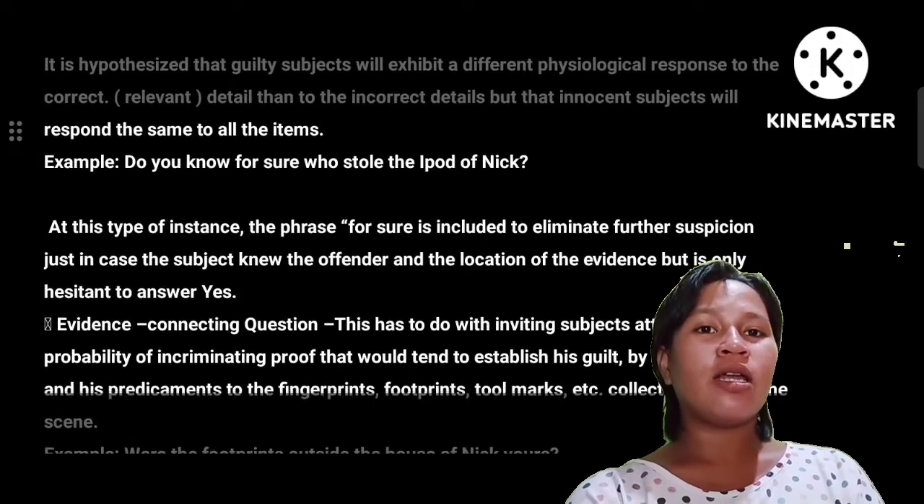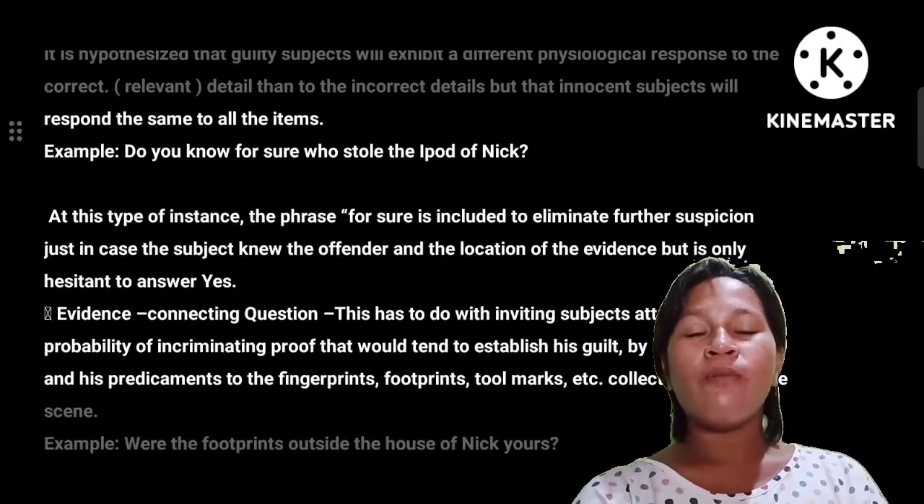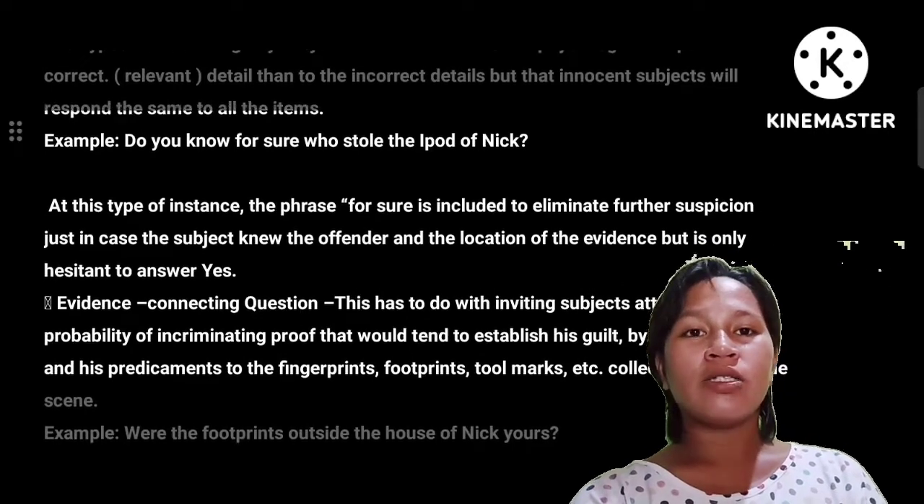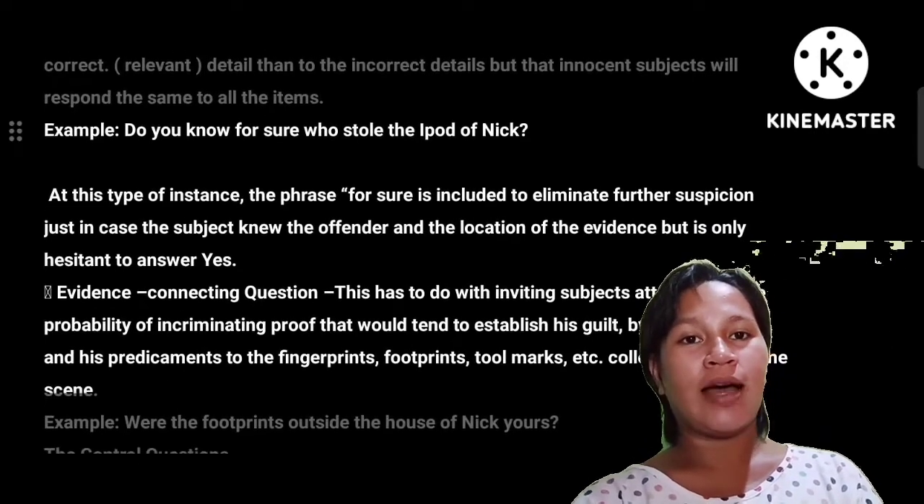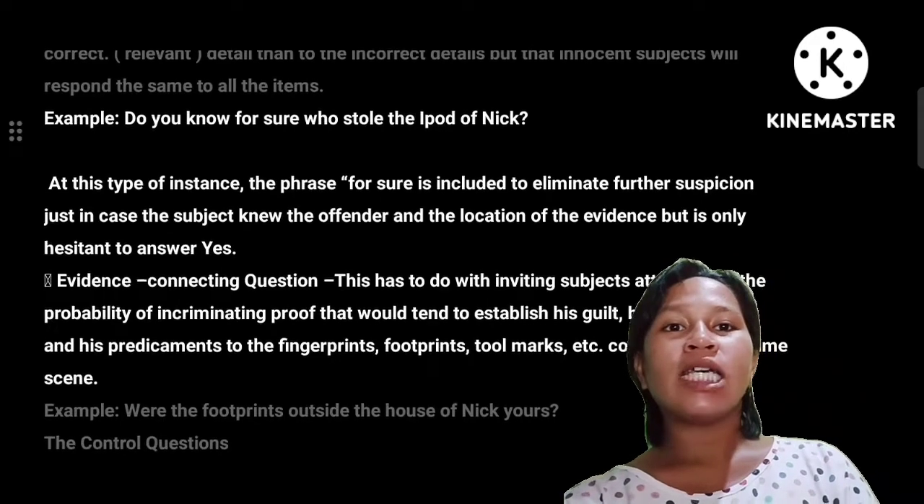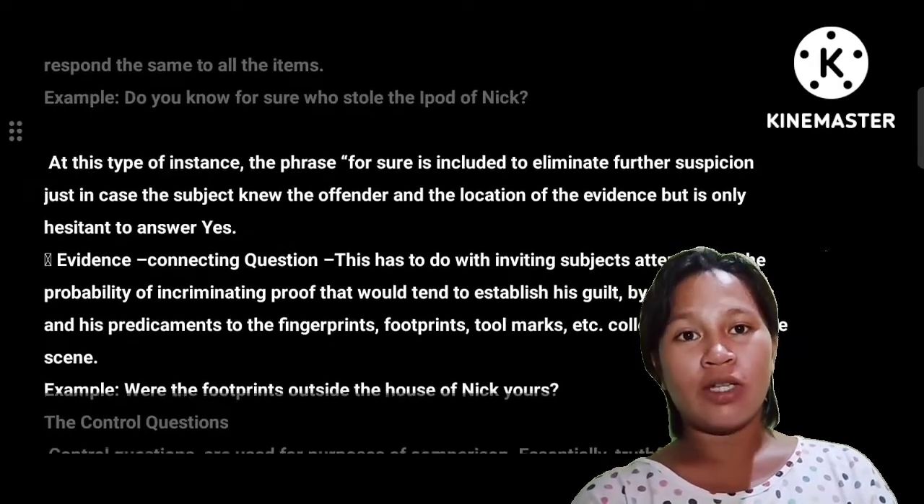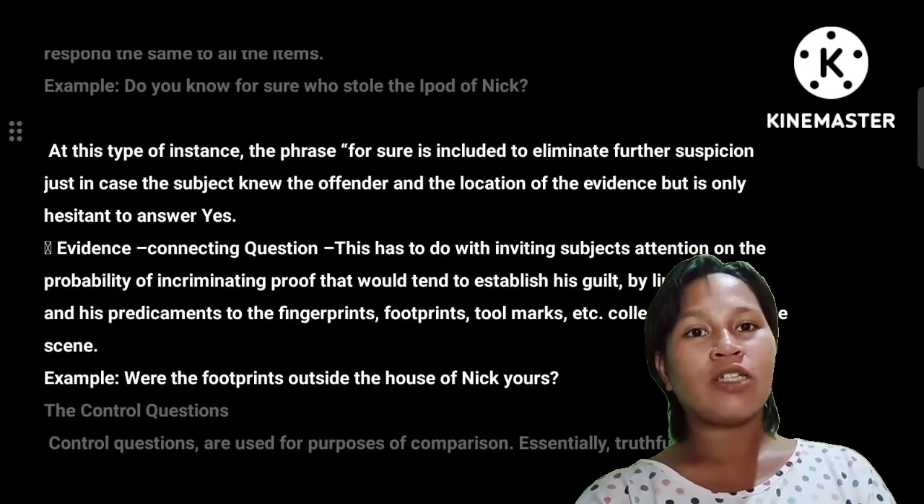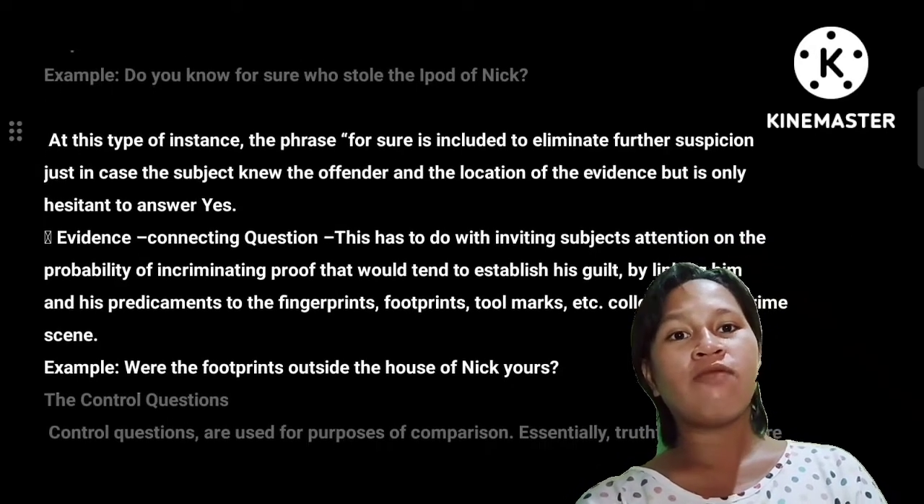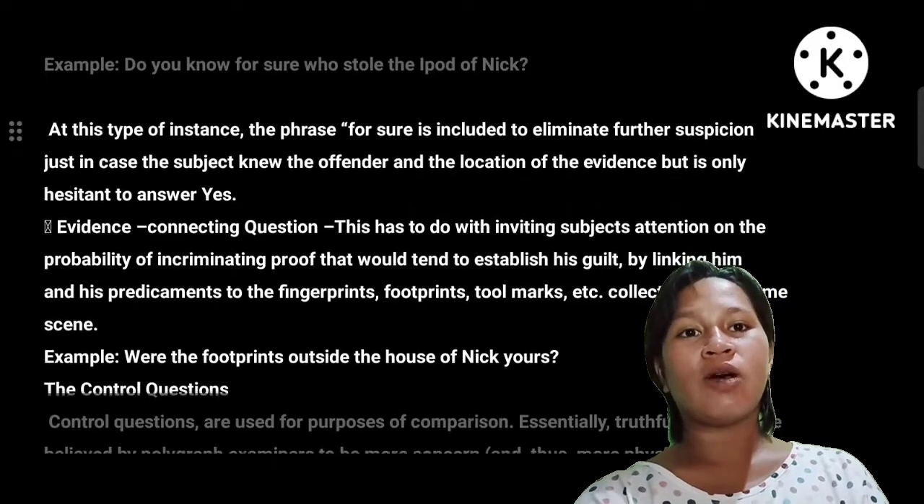For example, do you know for sure who stole the cell phone of Lisa? In this type of instance, the phrase "for sure" is included to eliminate further suspicion, just in case the subject knew the offender and the location of the evidence but is only hesitant to answer yes.